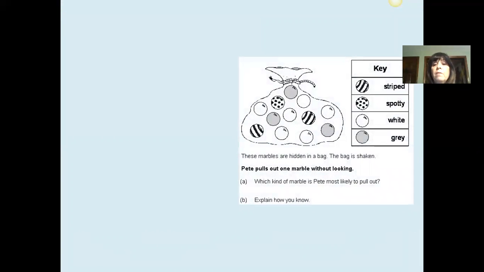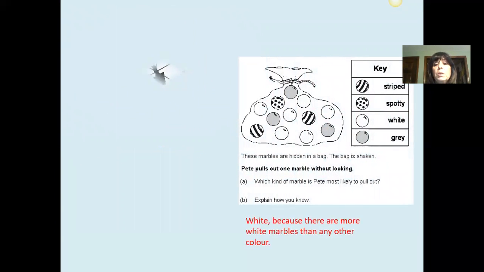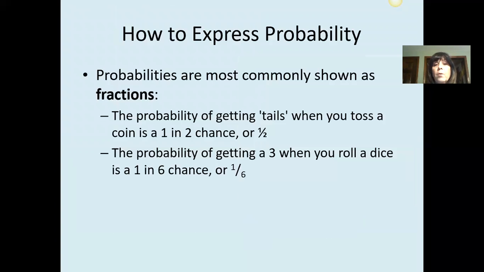Another example is if I have these bags of marbles. Notice there's different colored marbles in there. There's a striped marble, a spotty marble, a white marble, or a gray marble, and there's different amounts of them. The most likely marble to pull out, if you look at that, there are 5 marbles that are white. So the white marble would be the most likely to pull out. The least likely would be the dotted or spotty one, because there's only 1 of them. So again, just to reiterate, for the spinner, any number that's less than 1 or greater than 6 would be impossible. And for the marbles, it would be white, because there are more white marbles than any other color.